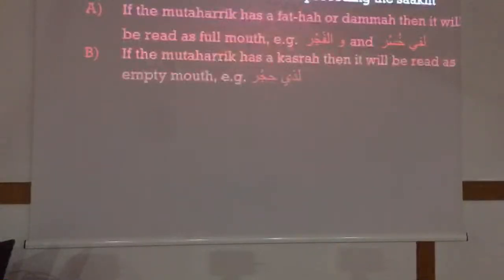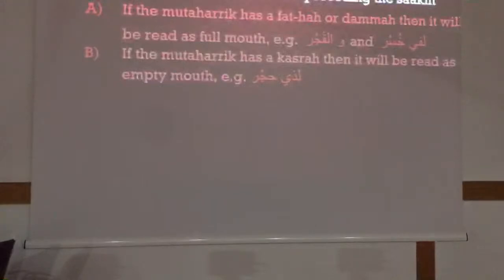Next one, let's look at the next example as well. We have the word maghfirah. Ra fatha, how is the ra going to be? Full or empty? Full mouth. And in the word mir rabbihim, the ra mushaddad is going to be full or empty? Full mouth, because the ra mushaddad has a fatha. So I want everyone to read it after me. Maghfiratum mir rabbihim. And again, maghfiratum mir rabbihim.